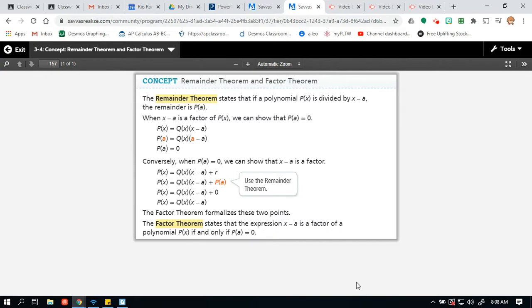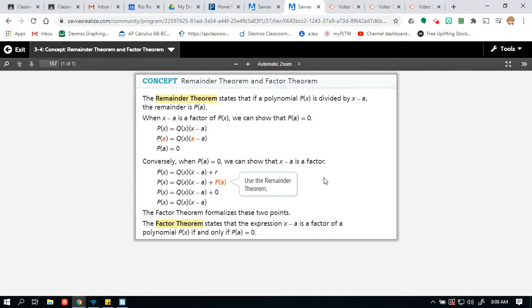So the remainder theorem states that if a polynomial P of X is divided by X minus A, the remainder is P of A. So when X minus A is a factor of P of X, we can show that P of A is equal to 0. So we have P of X equals Q of X times X minus A. So again, if A is a factor, then you're going to replace A in there, and you'll get the 0 right here, because A minus A will be 0 times your quotient, which would be 0.